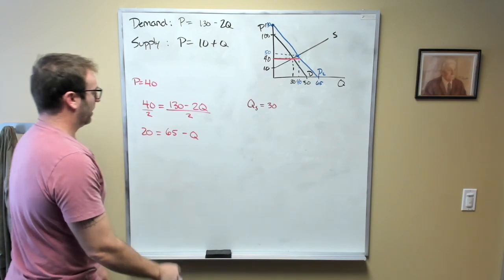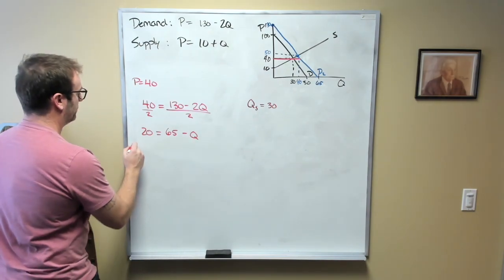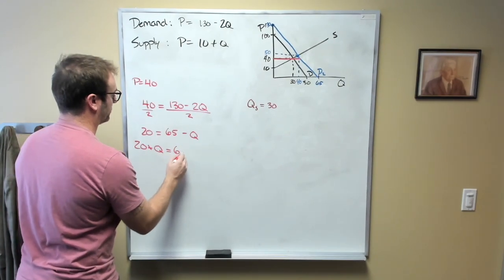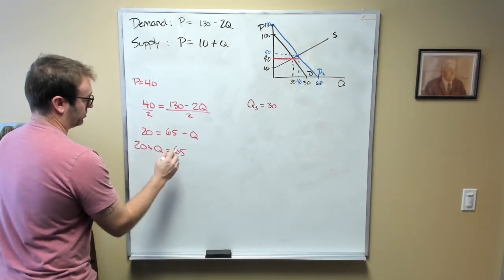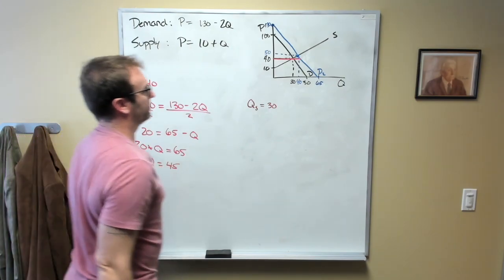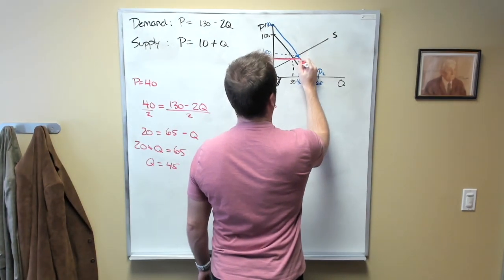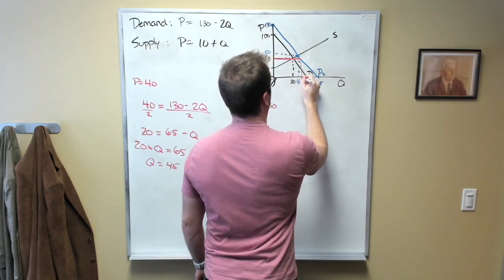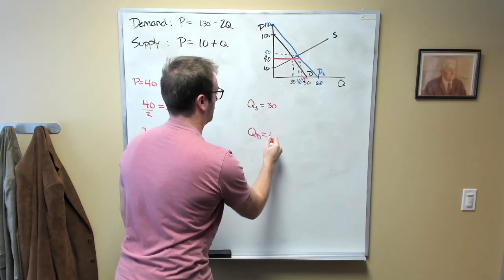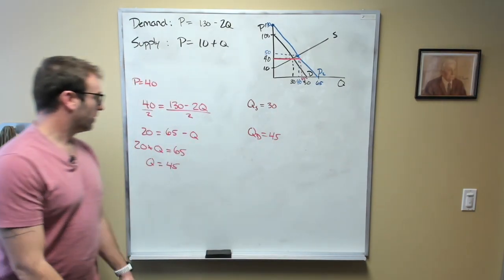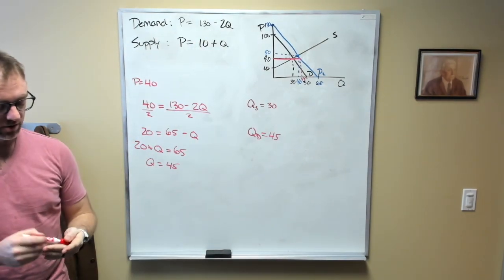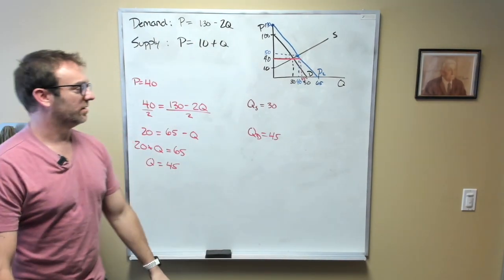Okay, let's add Q to both sides. So 20 plus some quantity is equal to 65. Subtract 20, and that means Q is equal to 45. So the quantity demanded is 45. All right, and we know that's the quantity demanded because this Q came from the demand equation. So this will be the quantity demanded.